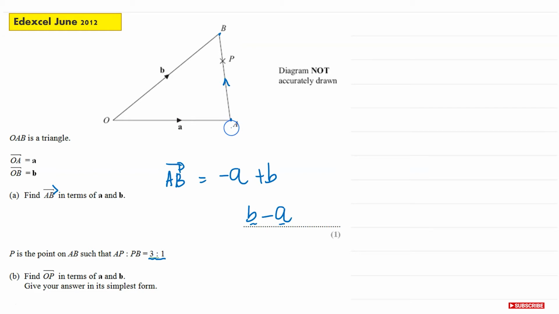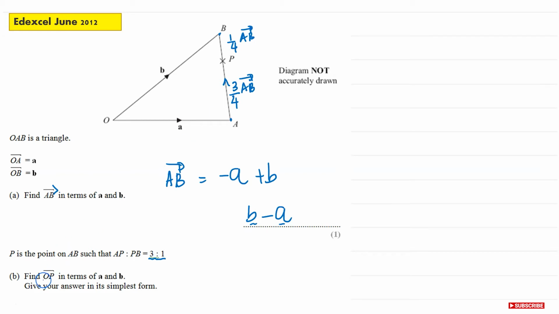Now AP has 3 parts. AP is from there to there, is 3/4 of AB, 3/4 of vector AB. Now this PB is going to be 1/4 of vector AB. So that's very important to remember, guys.